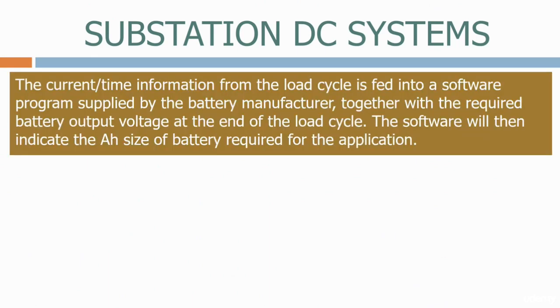The current and time information from the load cycle is fed into a software program supplied by the battery manufacturer, together with the required battery output voltage at the end of the load cycle. The software will then indicate the ampere-hour size of battery required for the application.